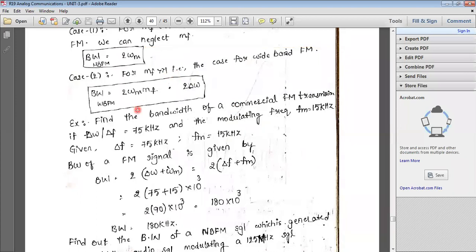Next, note down another problem. Find the bandwidth of a commercial FM transmission if delta omega by delta F is considered as 75 kilohertz and the modulating frequency FM is equal to 15 kilohertz.